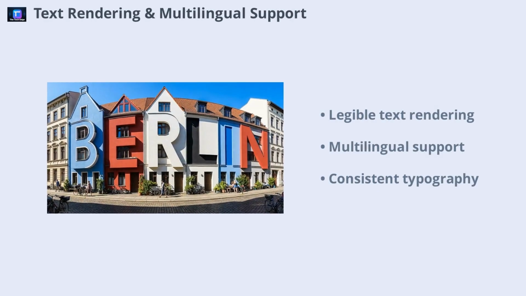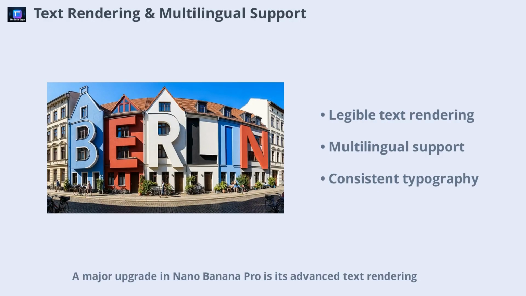A major upgrade in Nano Banana Pro is its advanced text rendering. Unlike previous AI models, it can generate legible, correctly spelled text in various fonts and languages. This is a game changer for designers working on posters, branding, or multilingual interfaces. The model also supports translation, allowing you to create mockups in English and quickly generate versions in other languages, maintaining design consistency and cultural relevance.